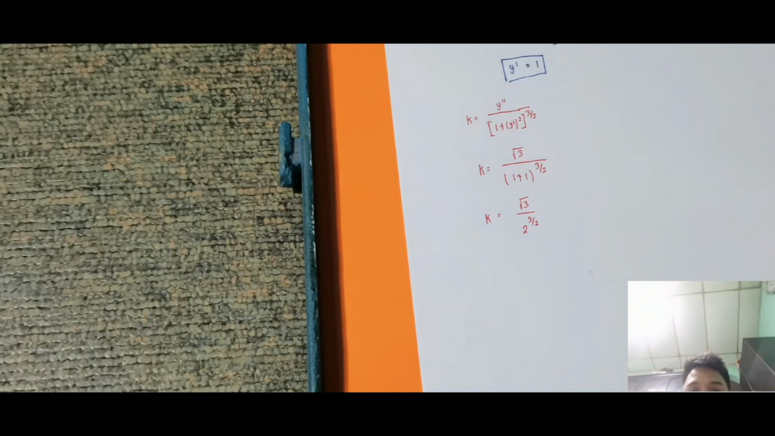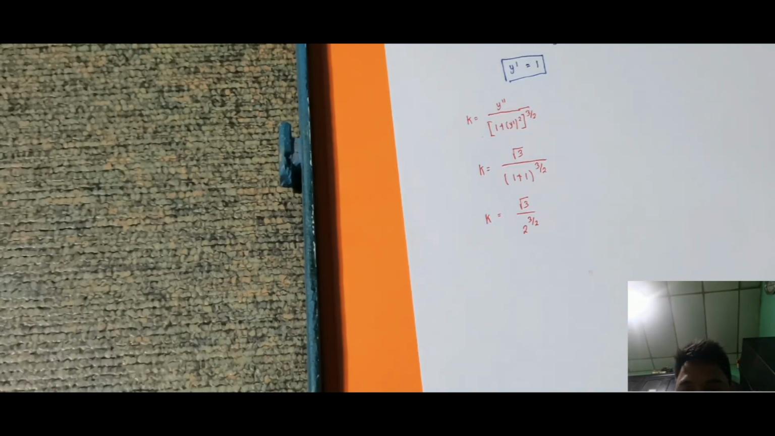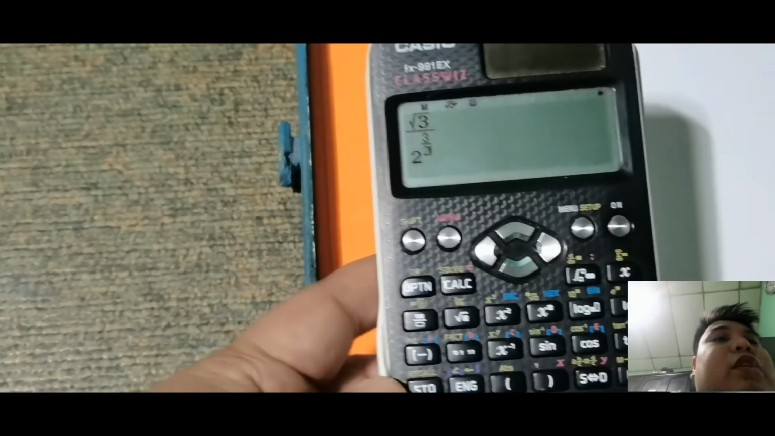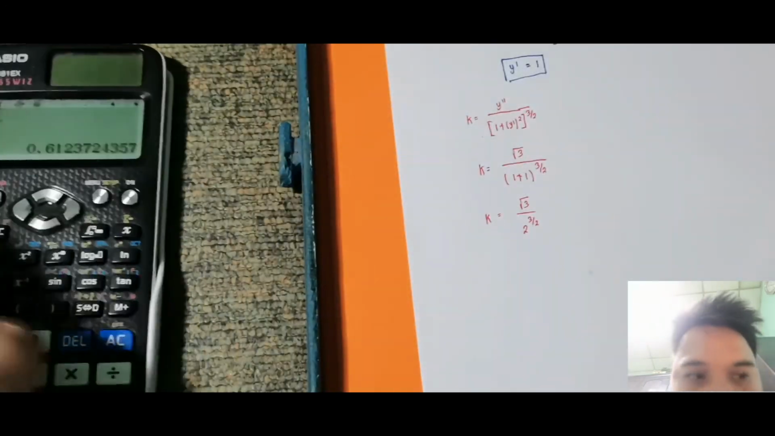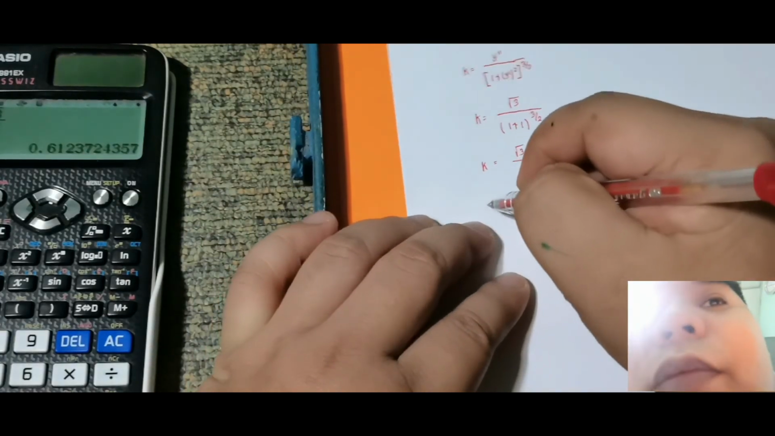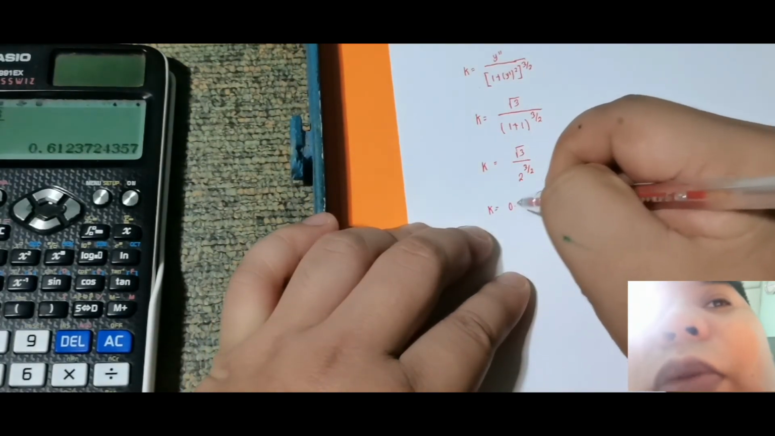So k is equal to square root of 3 over 2 raised sa 3 over 2. O, huwag kalimutan yung 3 over 2 na yan. So that is 0.6124. So k is equal to 0.6124.